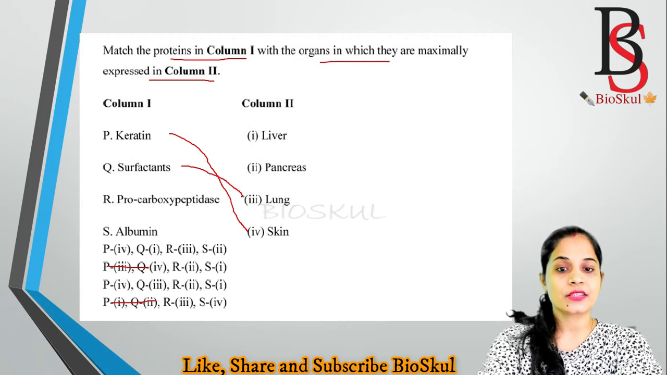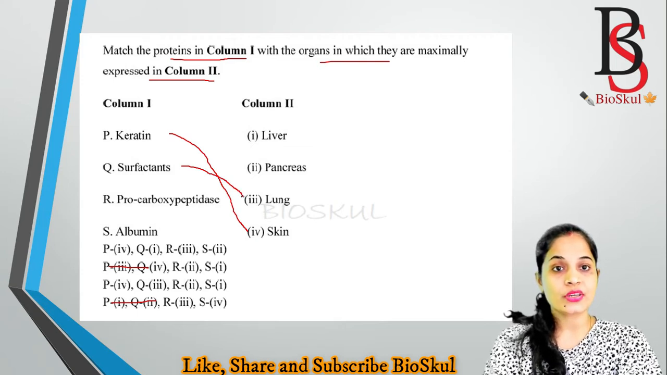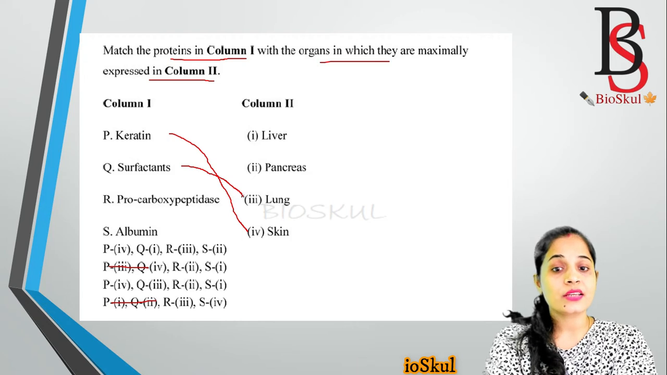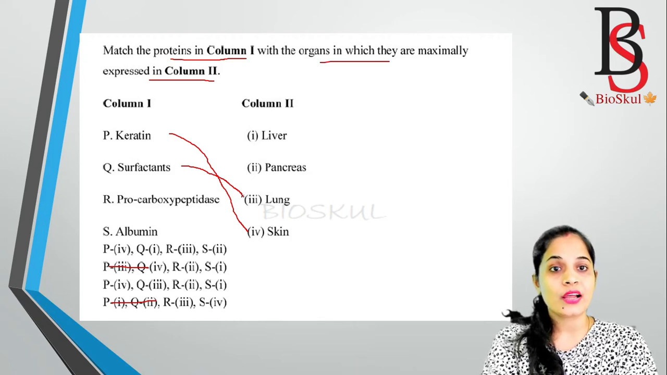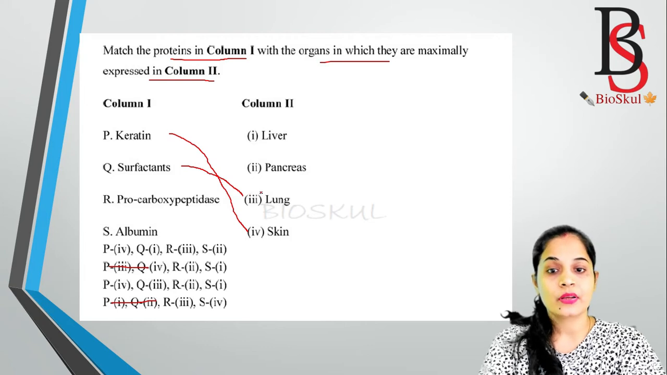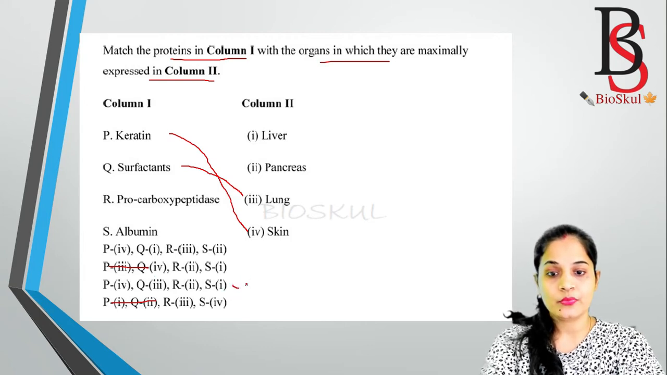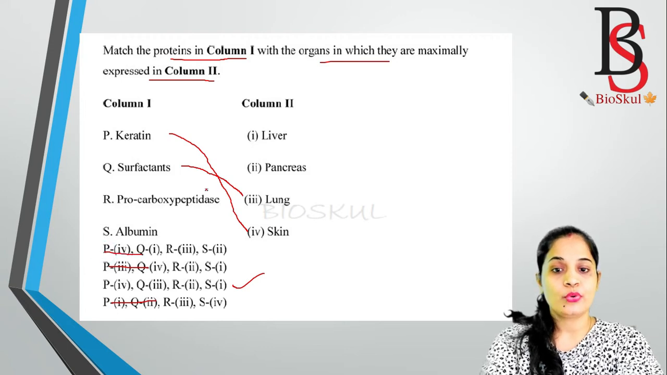Surfactants are present in the lung. It's a fluid-like structure. Surfactants are the fluids that reduce the surface tension. If there is a lack of surfactants, then what will happen? The alveoli will collapse, and that affects the breathing. So Q is 3. P4, Q3. So the correct answer will be option 3.